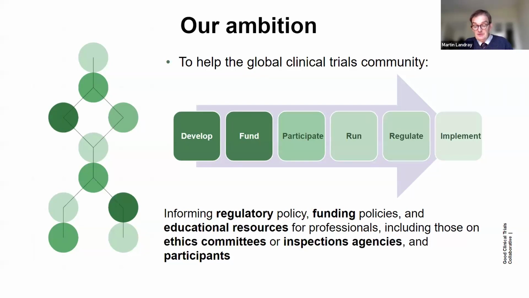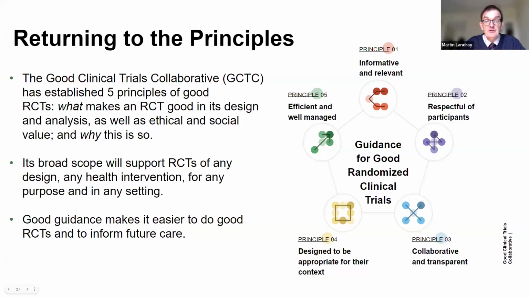So finally, if we return to the principles that I've highlighted, next slide, please. The Good Clinical Trials Collaborative, which has had very broad, far-reaching input to establish what these 5 principles of good randomized trials are, has established the idea that good randomized trials are informative and relevant, they respect the participants, they're collaborative and transparent, they're designed to be appropriate for their particular context, and they're efficient and well managed. Those 5 principles in headline and the 27 sub-principles that are in the detailed document really will drive an improvement in the conduct of randomized clinical trials, and consequently improvements in the delivery of healthcare, whether at an individual patient level or at a public health and decision-making level.